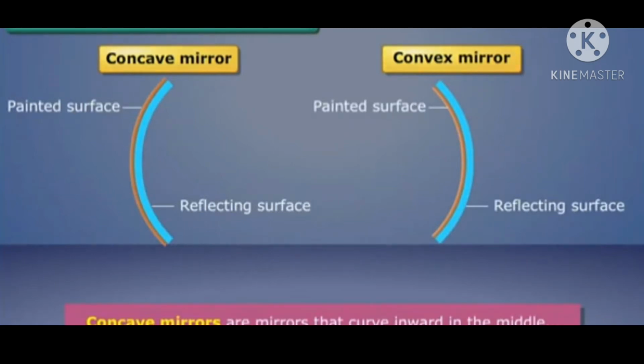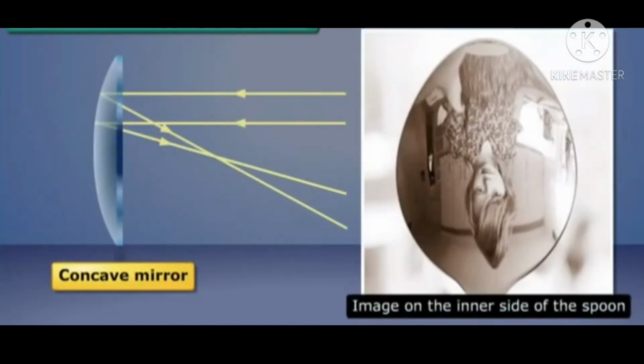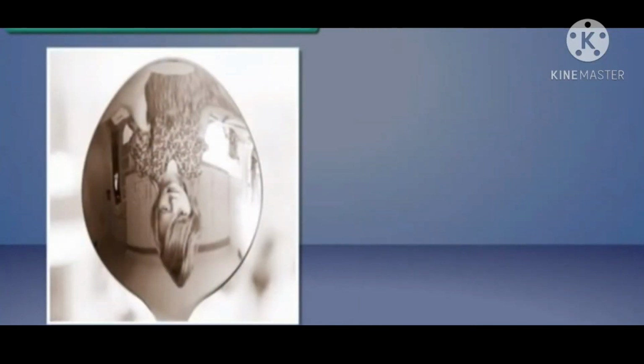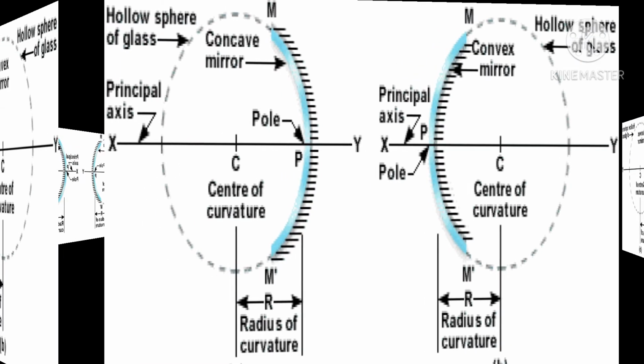The very first, concave mirrors. A spherical mirror whose reflecting surface is curved inwards is called concave mirror. Next, convex mirror. A spherical mirror whose reflecting surface is curved outwards is called convex mirror. Now let us discuss some terms related to the spherical mirrors.